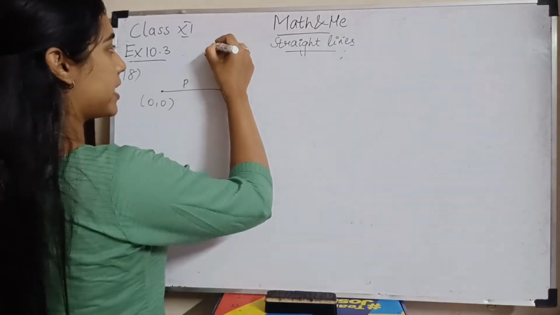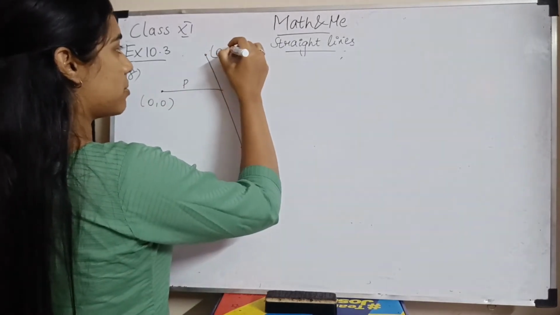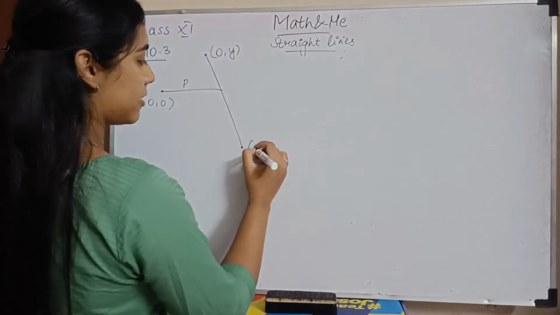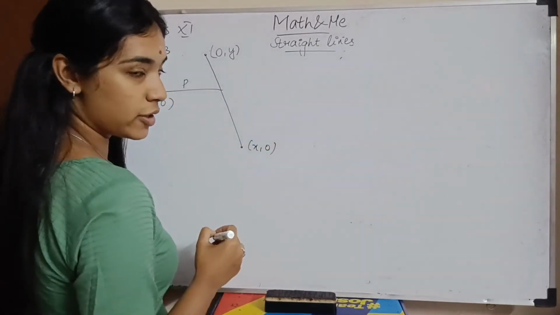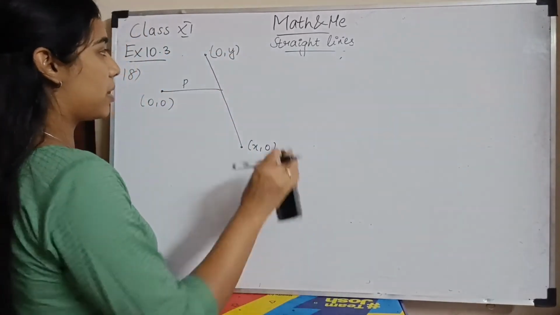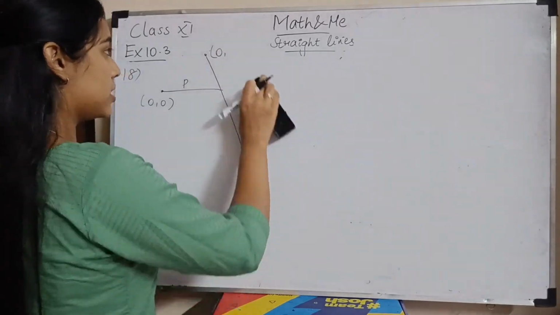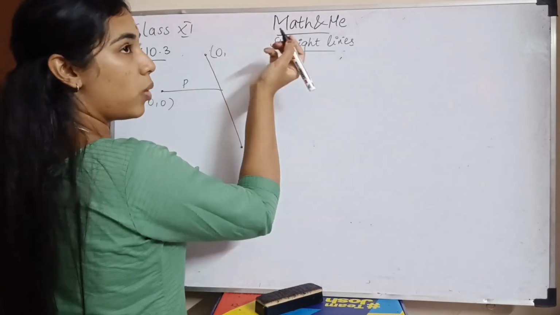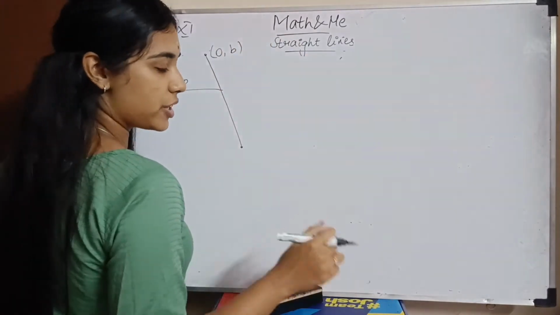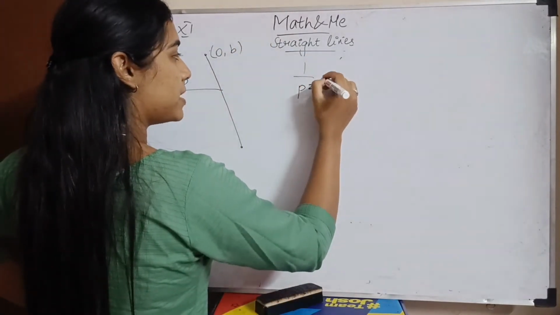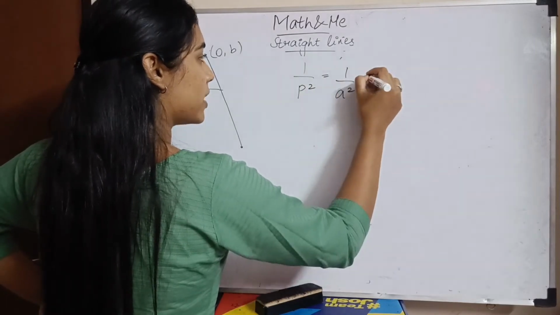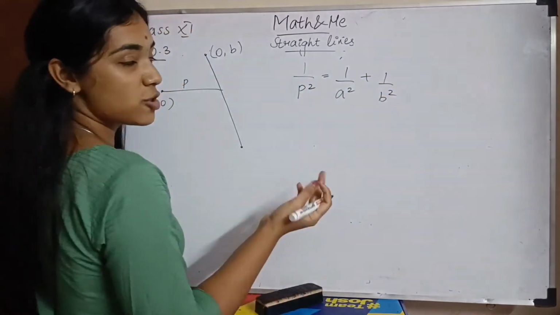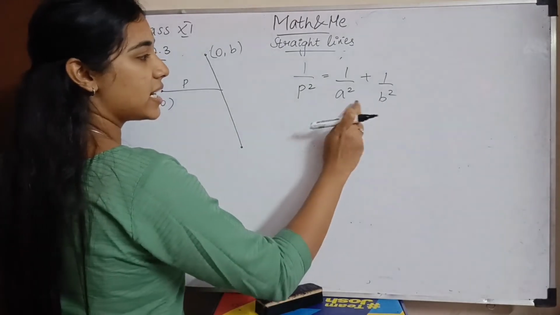When this intersects the y-axis, what is the coordinate? It is (0, y), and this is (x, 0). So let me take it as (0, b). So how do you name the intercepts? You can name them as (0, y) or (0, b). The question says, prove that 1 by p square equals 1 by a square plus 1 by b square. So basically they mean to say indirectly that the intercepts are a and b.